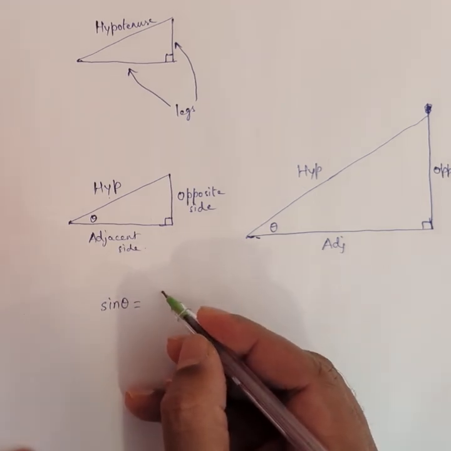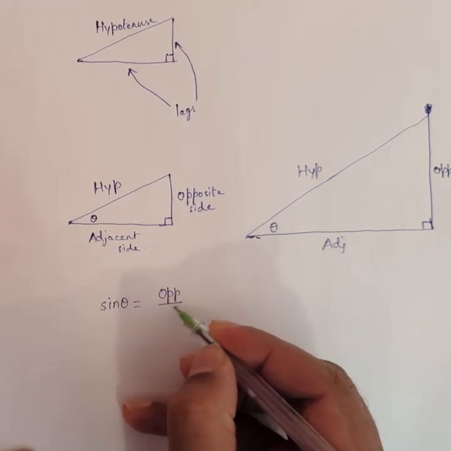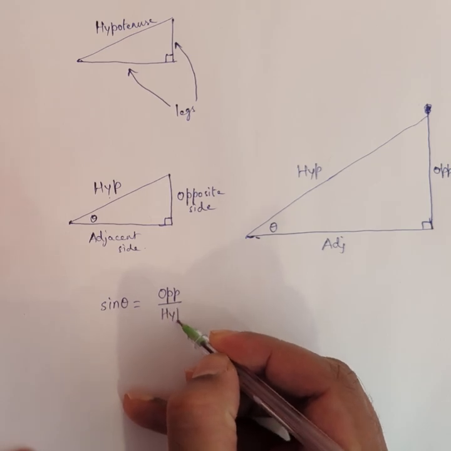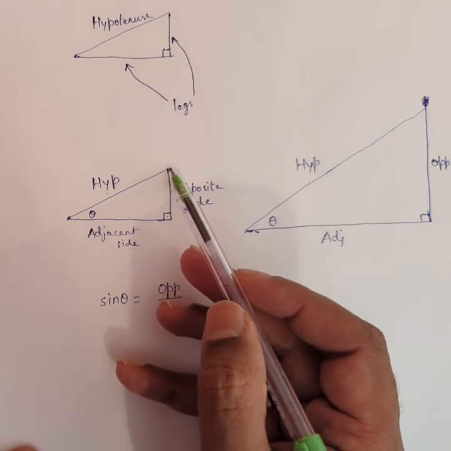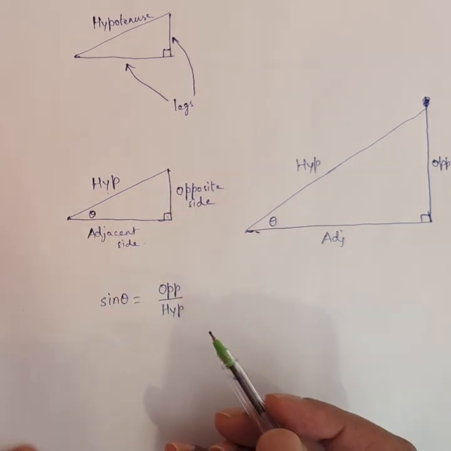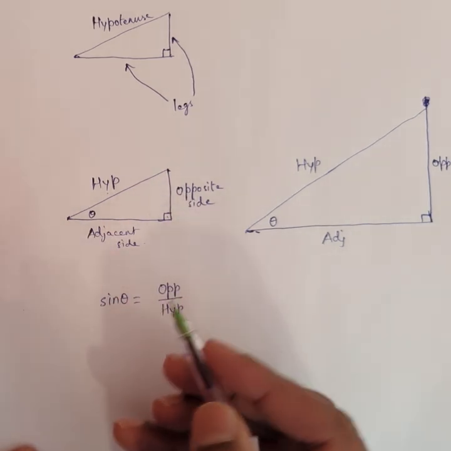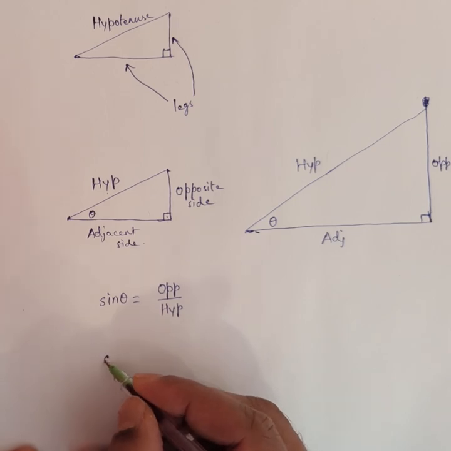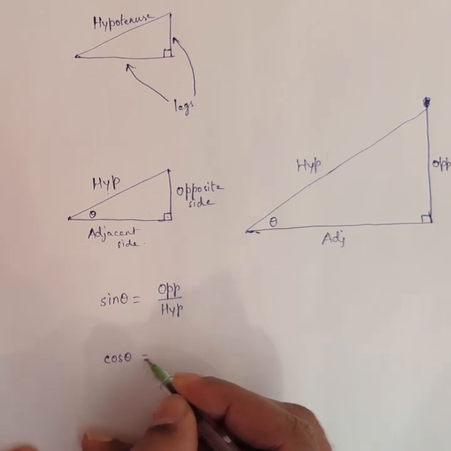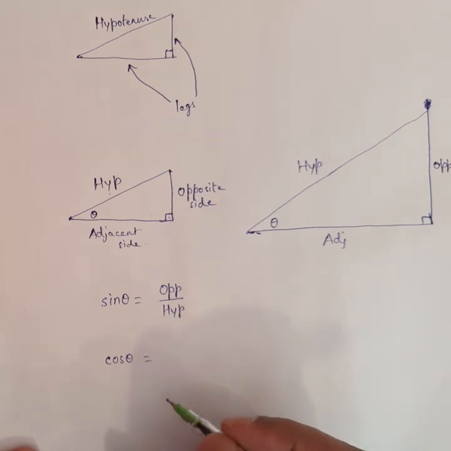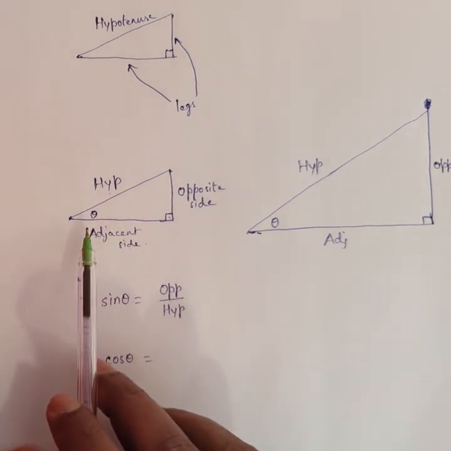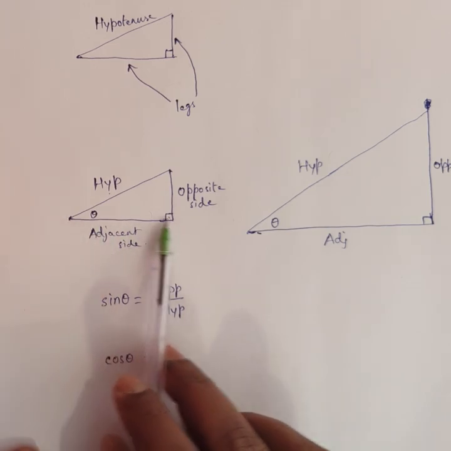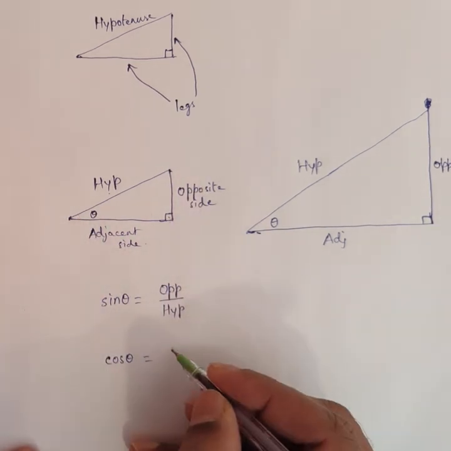It's defined as the opposite over hypotenuse. So it's opposite over hypotenuse. That's sine theta. Then the second trig function we'll define is cosine theta, and we can write cos theta. It's defined as this ratio, adjacent over hypotenuse.